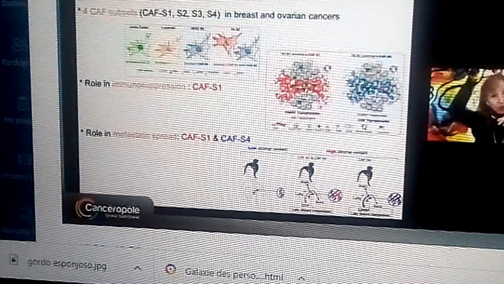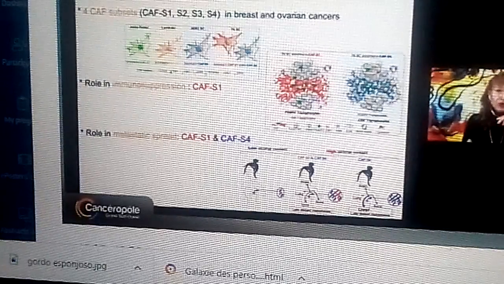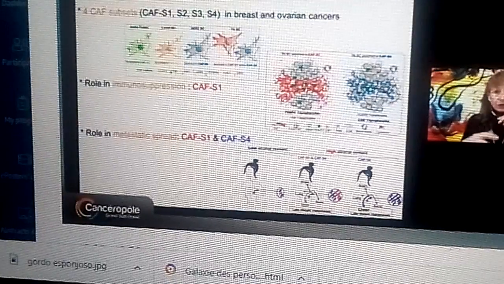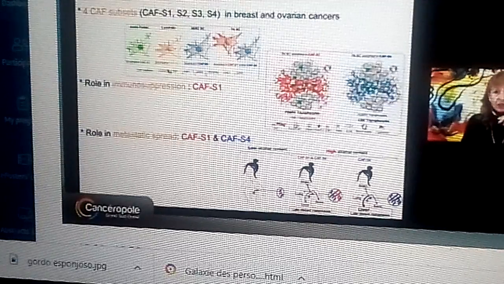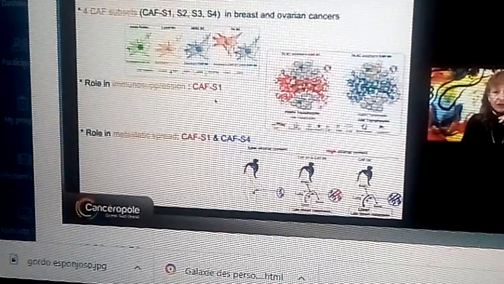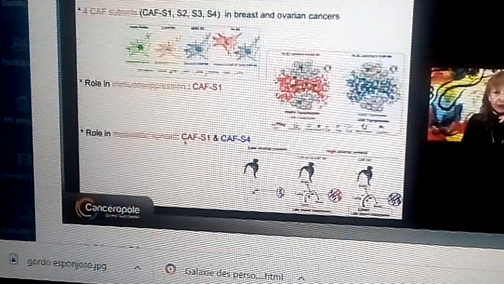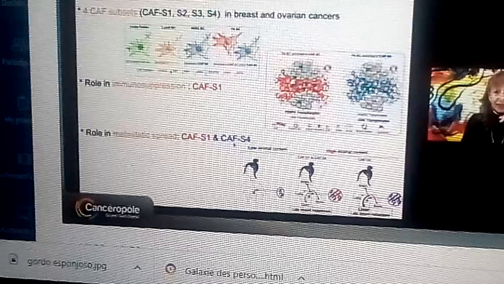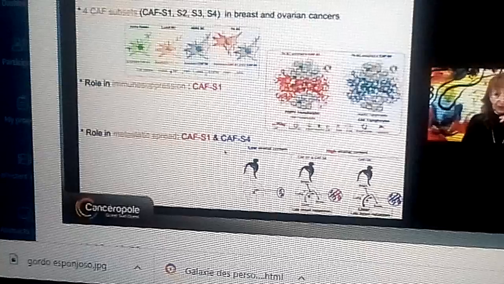I would just like to mention that we identified these different clusters not only in breast and ovarian, but also in non-small cell lung cancer and, for instance, in head and neck cancer. It is clear that these different subsets exist in different tumor types. Then we identified these four CAF subsets by combining different markers. We established that the CAF-S1 FAP-positive cells exhibit a key role in the immunosuppressive environment, and that both CAF-S1 and CAF-S4, FAP-low or negative CD29-high cells, are really able to promote metastasis through complementary mechanisms.